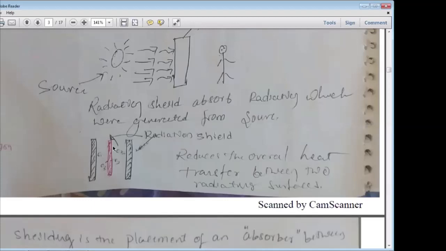If you put the radiation shield in between these two plates, that is called a radiation shield. If you put it in between plate 1 and plate 2, it reduces the overall heat transfer between the two radiating surfaces. That is the purpose of the radiation shield.